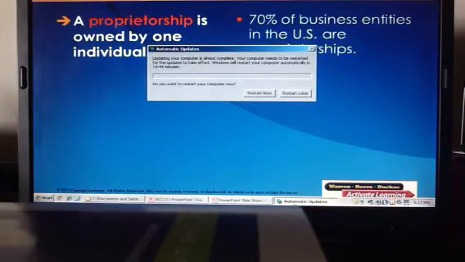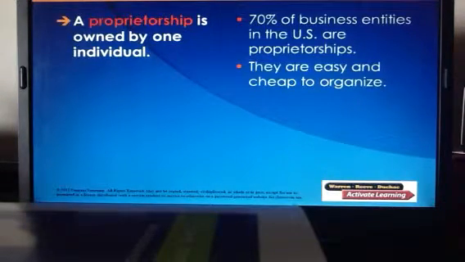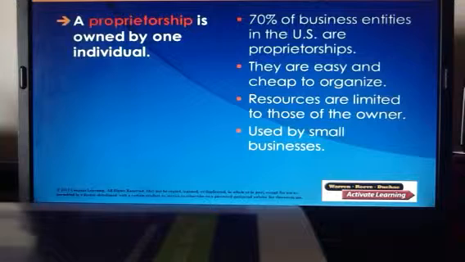Most of the businesses in the United States are proprietorships, but they really make up a very small part of the overall activity in the United States. There are a lot of them because they're easy and they're cheap to organize. The primary disadvantage is that the resources available to the business are limited to those of the owner. Most small businesses organize as proprietorships.